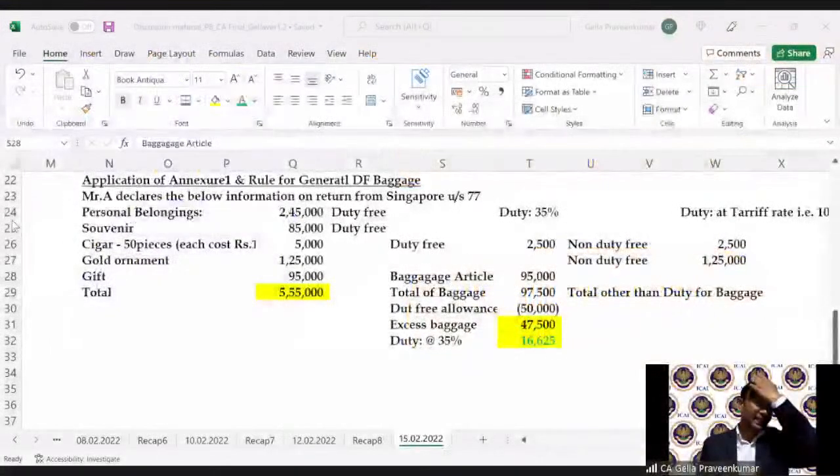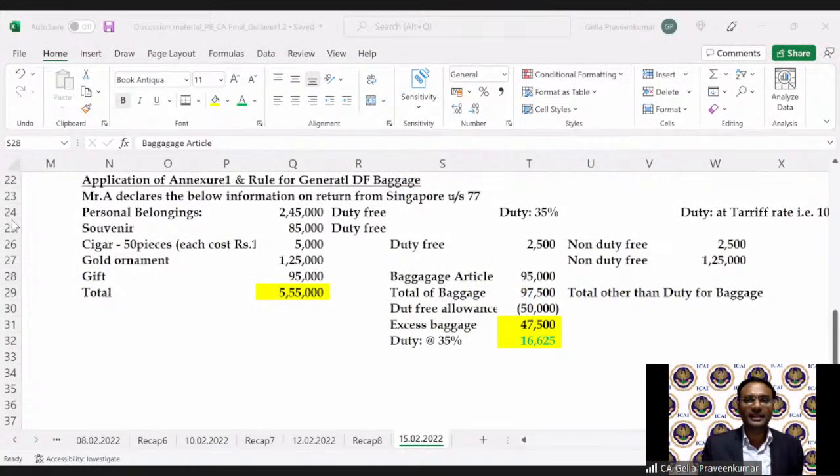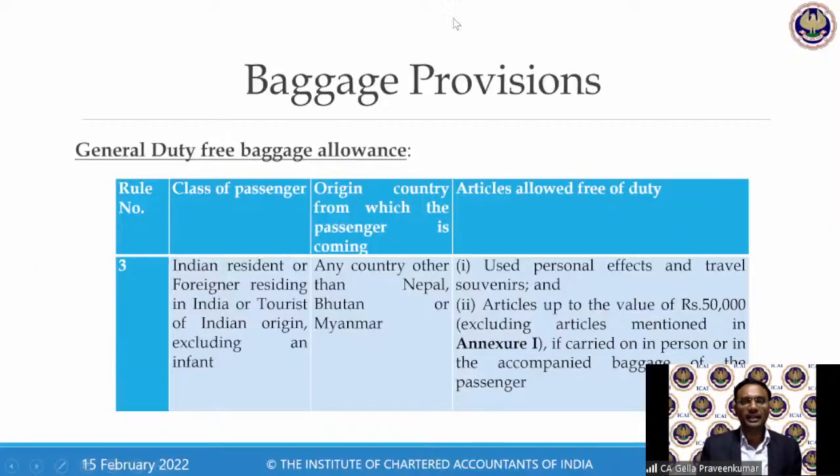Let us start with our discussion. Hope this calculation of baggage is clear for all of you. Let me come back to my presentation. So this is the case of a resident who comes back to India, where he is carrying and declaring these values for the purpose of customs assessment.